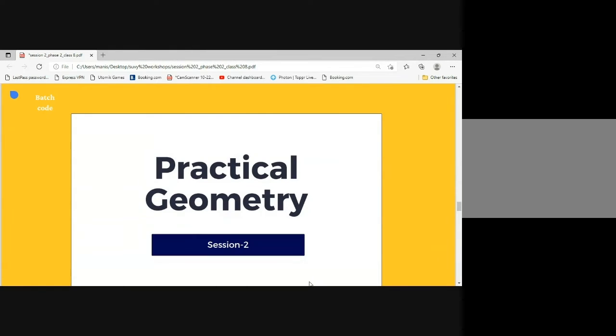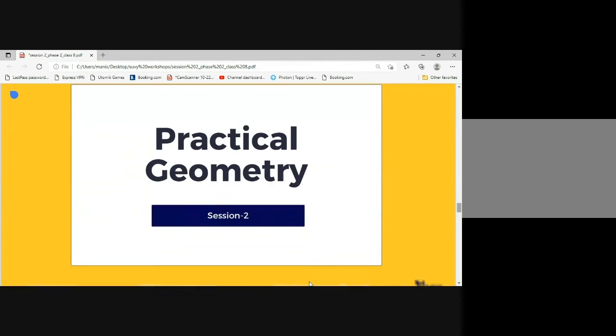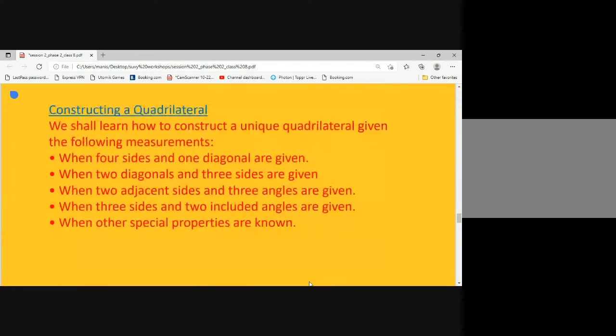A little introduction to the next chapter, which is practical geometry. This part is also based upon your quadrilateral, that's why we are combining them together. In this, we will construct a quadrilateral. We will use a compass, scale, and everything, and we will construct quadrilaterals by different types.